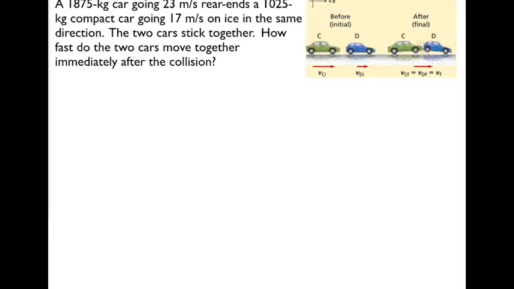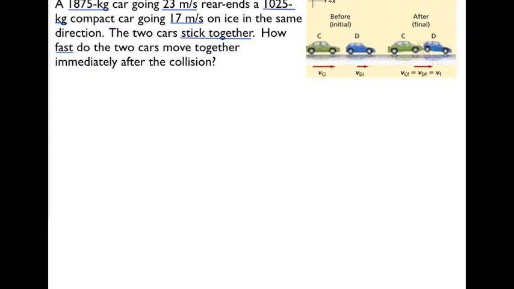Okay, let's work out a conservation of momentum problem. In this problem, we have an 1875 kilogram car going 23 meters per second, and it rear ends a 1025 kilogram compact car going 17 meters per second on ice. They say that so you don't have to worry about friction. In the same direction. The two cars stick together. How fast do they move immediately after the collision?